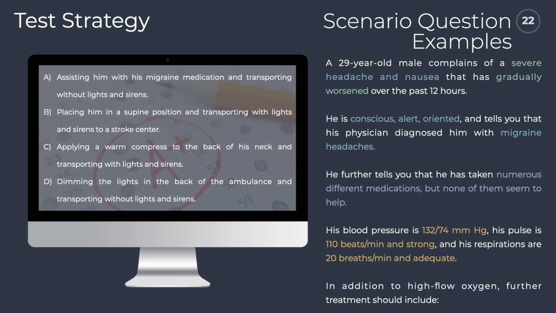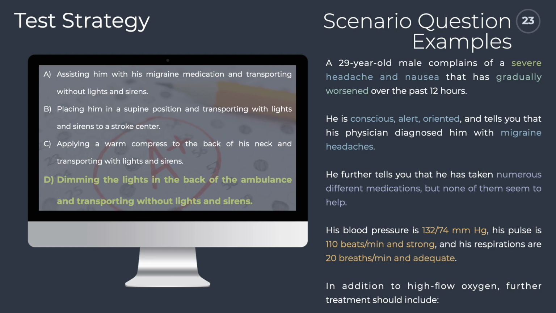Now, unlike the last question, where it asks what the first action would be, here it isn't giving you a starting point, but simply saying, in addition to high-flow oxygen, what other treatments would you provide? So with that information, you should have picked dimming the lights in the back of the ambulance and transporting without lights and sirens. With the history of migraine headaches and findings that are consistent with those headaches, you should have come to the conclusion that your patient is experiencing a migraine headache.